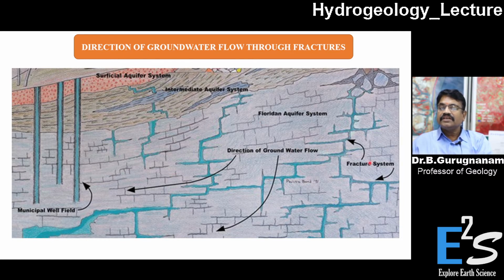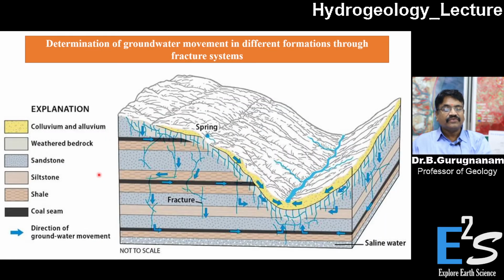This is an aquifer taken from Florida, intermediate aquifer and surface aquifer. Determination of groundwater movement in different formations through the fracture system. There is another diagrammatic representation of how a river system is there. There is a spring here. The water will come down to the river. Automatically, when it is coming, infiltration also starts, and after falling here, there is a lot of infiltration.